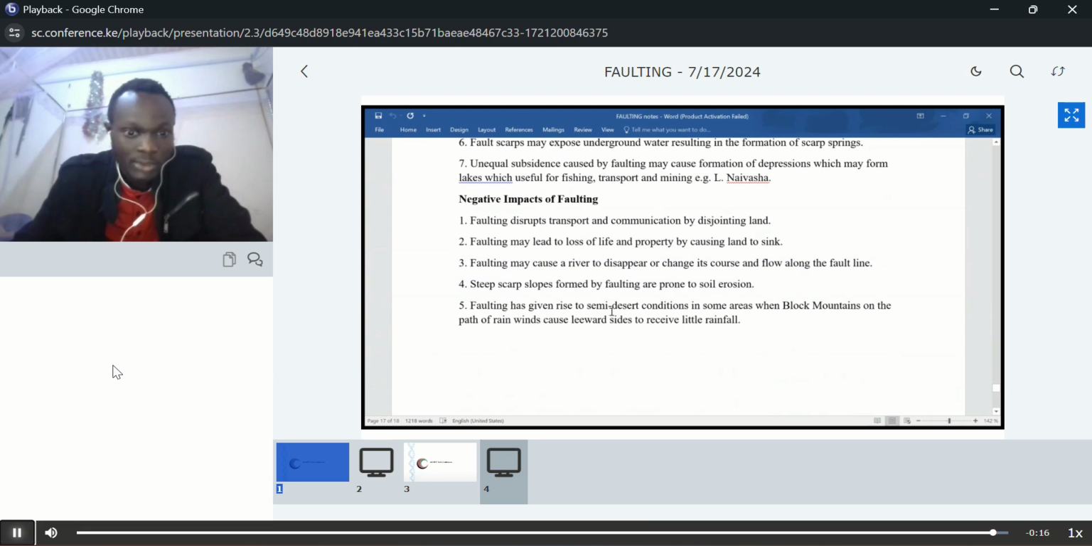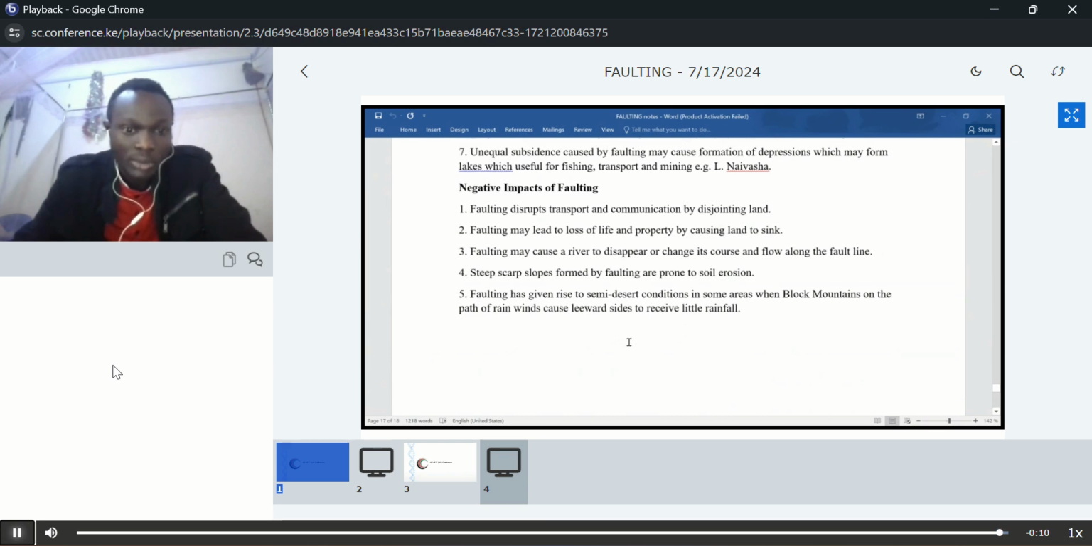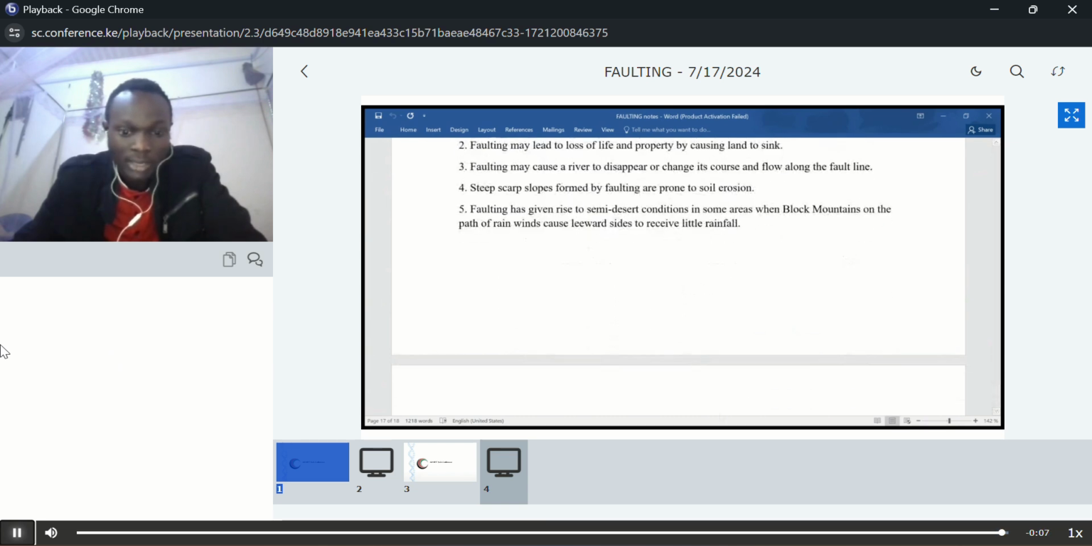Faulting has given rise to semi-desert conditions in some areas where mountains block the paths of rain winds, causing the leeward side to receive little rainfall. Thank you.